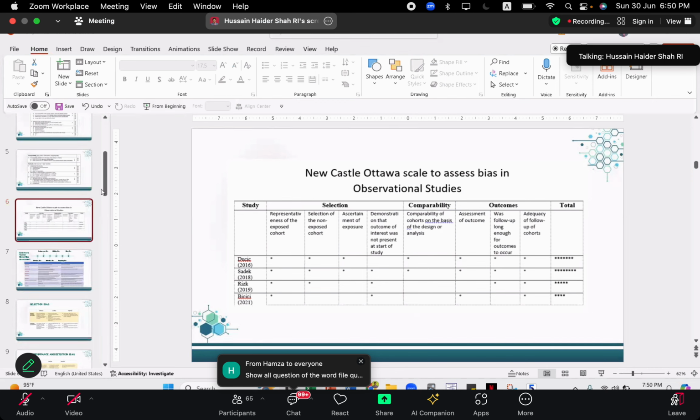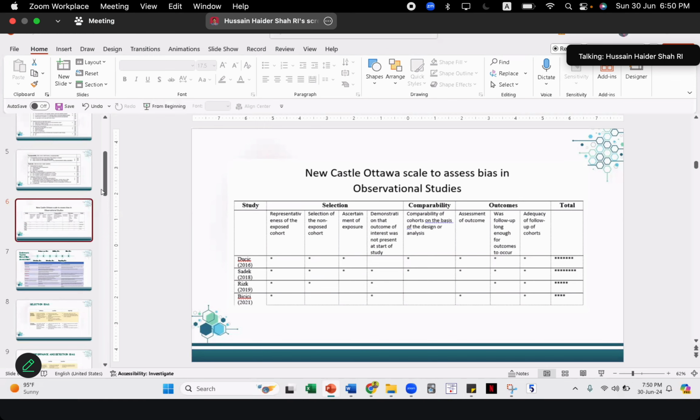Show all the questions of the Word file with examples. Show all questions of the Word file. Hamda, don't worry, I'll send the Word file in the groups. You don't have to worry. You can simply find it on Google as well.